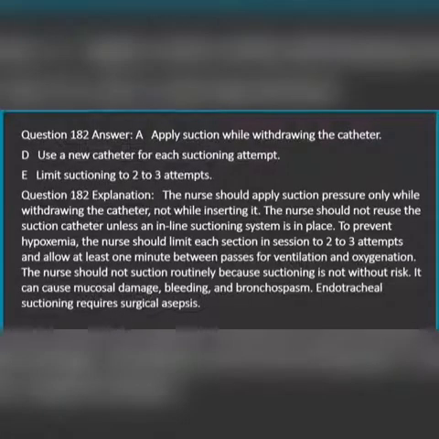Question 182. Explanation: The nurse should apply suction pressure only while withdrawing the catheter, not while inserting it. The nurse should not reuse the suction catheter unless an inline suctioning system is in place. To prevent hypoxemia, the nurse should limit each suctioning session to 2 to 3 attempts and allow at least 1 minute between passes for ventilation and oxygenation. The nurse should not suction routinely because suctioning is not without risk. It can cause mucosal damage, bleeding, and bronchospasm. Endotracheal suctioning requires surgical asepsis.